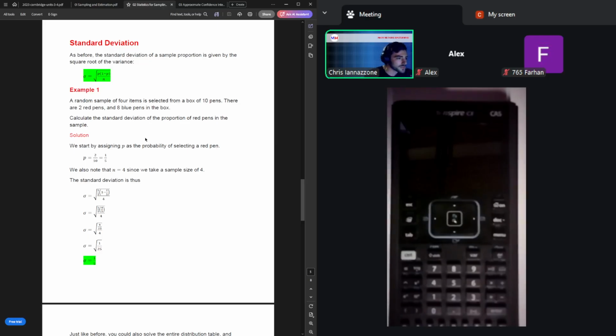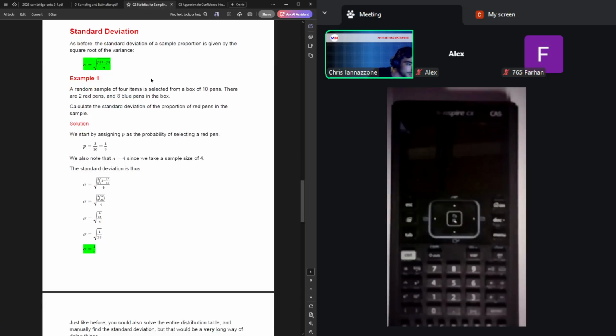So what's that going to look like for an example? Let's find out. A random sample of 4 items is selected from a box of 10 pens. There are 2 red, 8 blue. Calculate the standard deviation for the proportion of red pens. One thing to reiterate there is that it really does matter which of the outcomes you're wanting, because that'll determine mainly what your p is going to be. The n is going to be based off of however big this sample is, but the p is going to be based on the probability of a success, which in this case is looking at red pens.